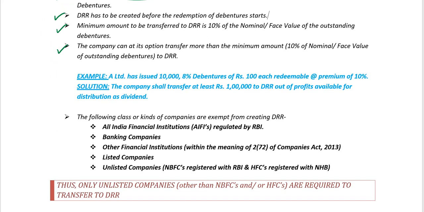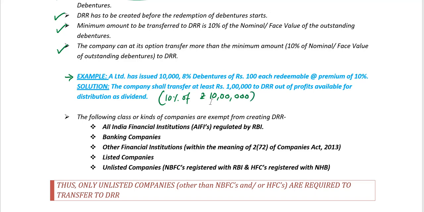Let's understand this with the help of an example. A Limited has issued 10,000 8% debentures of rupees 100 each, redeemable at a premium of 10%. Now, in this case, A Limited shall transfer at least rupees 1 lakh to DRR out of the profits which is otherwise available for distribution as dividend. And how did we arrive at the 1 lakh? It is 10% of face value of outstanding redeemable debentures, which in this case is rupees 10 lakh.